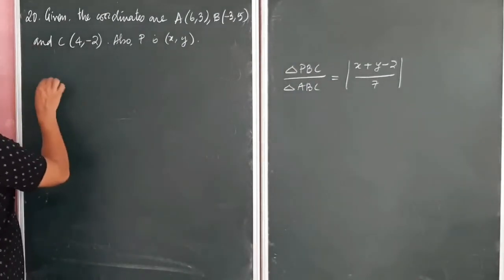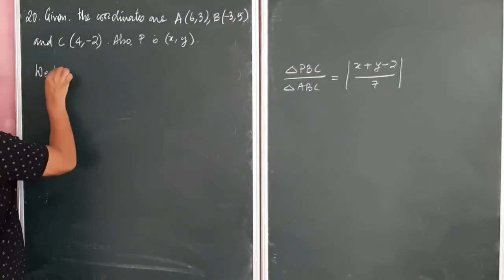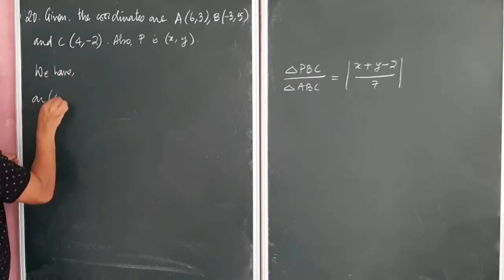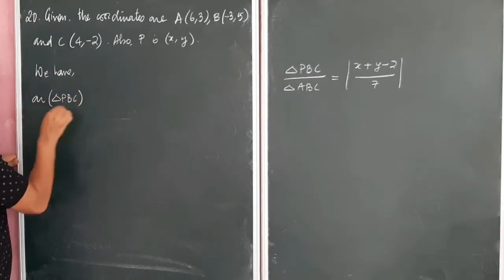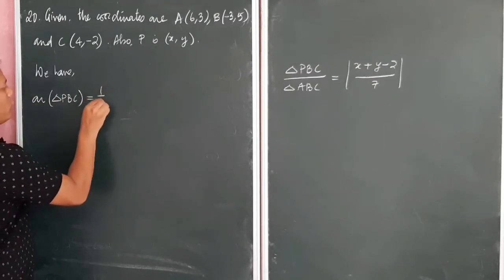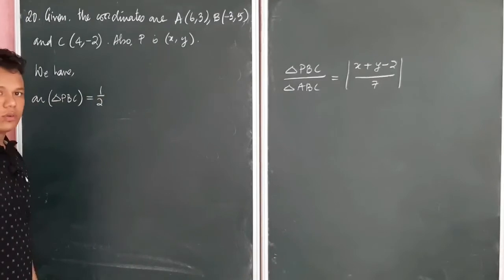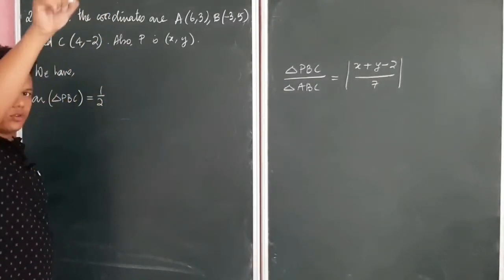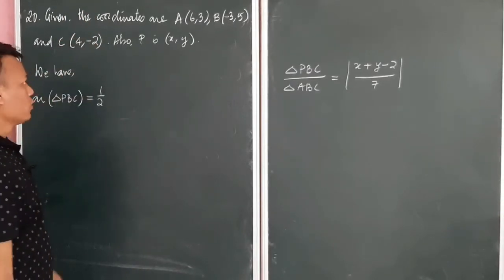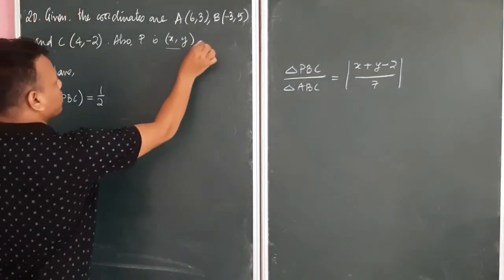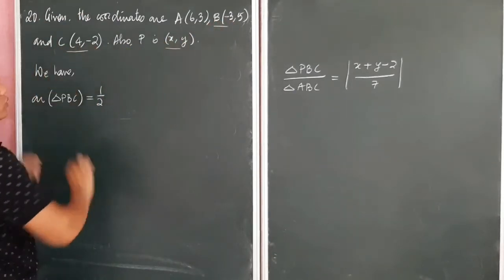Okay, so therefore we have the area of triangle PBC. Here AR means area. So the area of triangle PBC will be equal to half into, now we already know the formula says follow that rule, right? So you have to go in the clockwise direction. So we have C, P, B and C. We will take only these three: P, B and C.